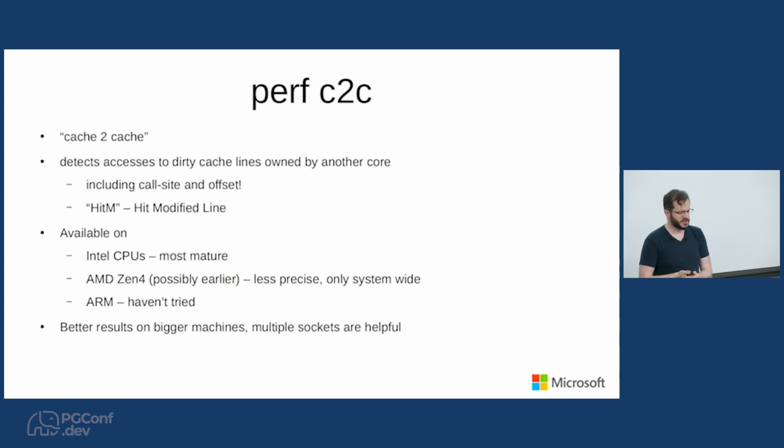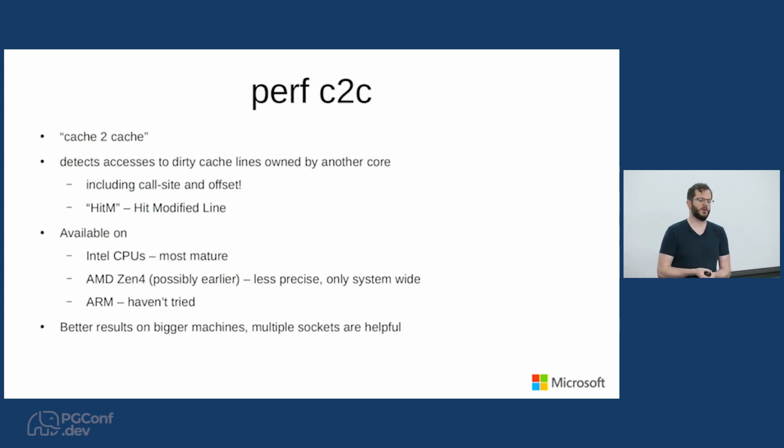This perf c2c is available on Intel CPUs, and that's where I found it to be the most accurate. It has a lot more detail about the misses, and it finds a lot more of them, whereas on AMD you can use it and it works, but it will not have as many details. You will have to run it for longer to get as many details, and some of the things it just can't determine at the moment. ARM is supposed to be really good. I haven't had access to a machine to try that.